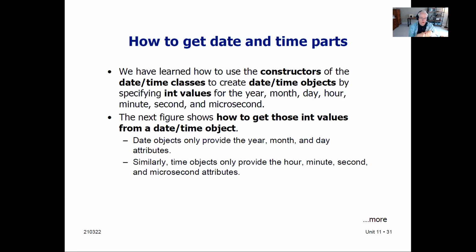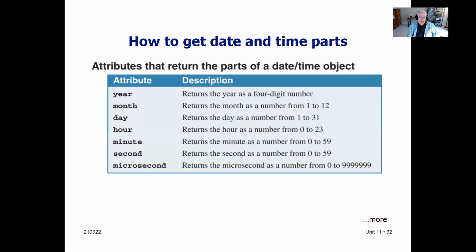And we know how to create datetime objects by specifying integer values, which we just did in that previous little program. So now we're going to look at how to get those integer values from a datetime object, which actually is what we just did, but we're going to do it a little differently. So back to attributes, pulling attributes out of an object. We've been doing this. Now we're doing it officially.